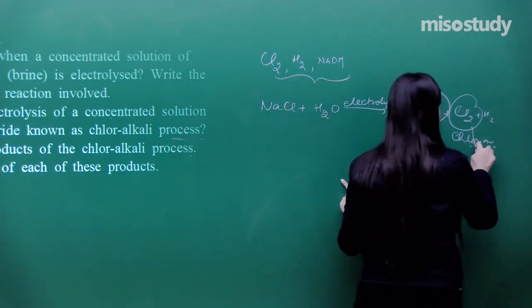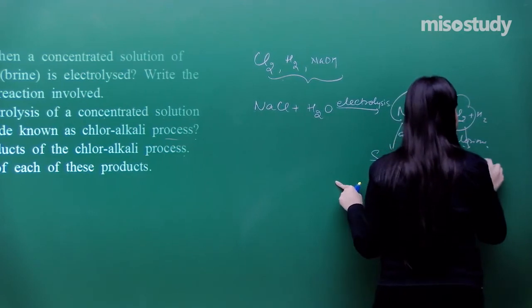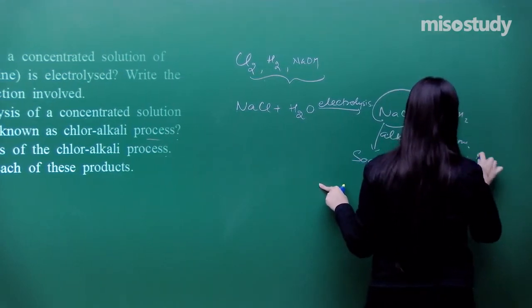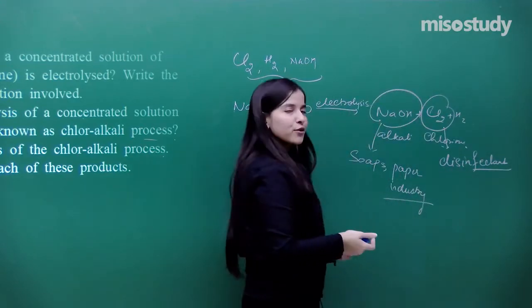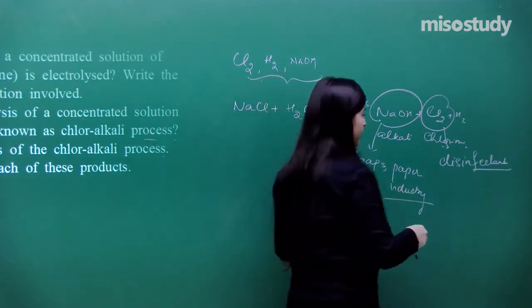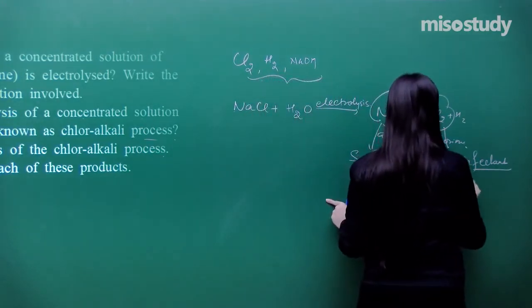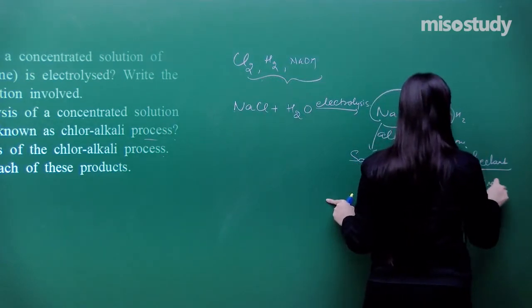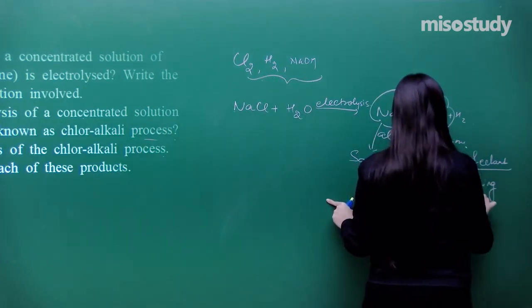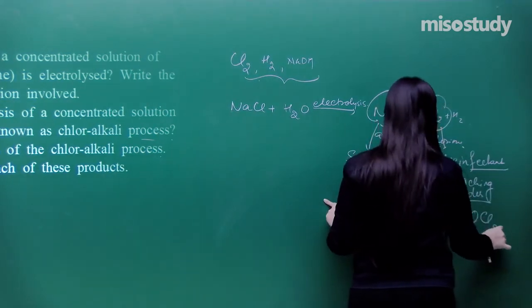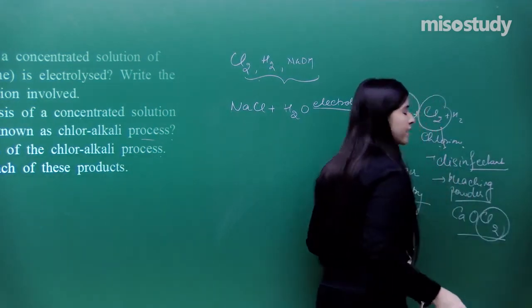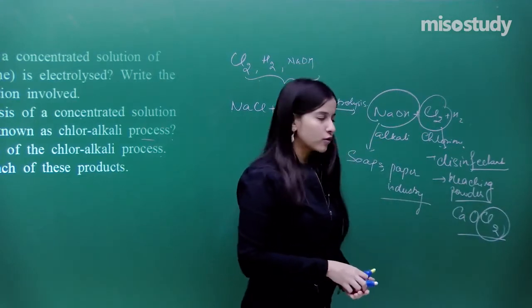Now, Cl2, most prominent is the disinfectant. What else? It can be used in the manufacture of bleaching powder. What is the formula for bleaching powder? CaOCl2. So, here you can see very well that there is chlorine involved.